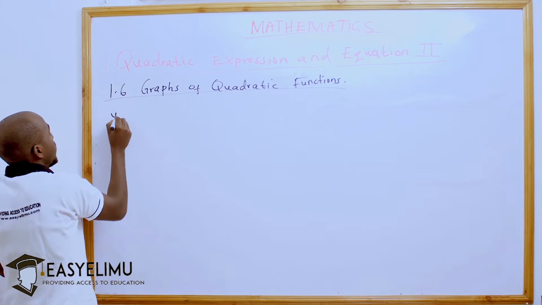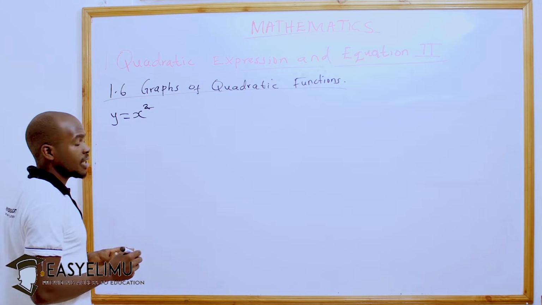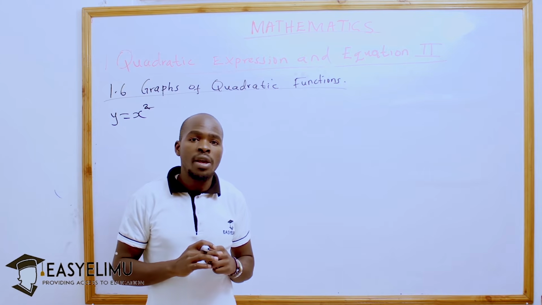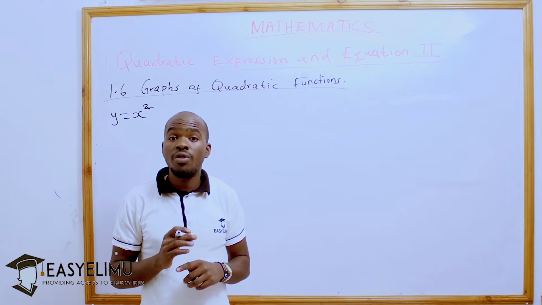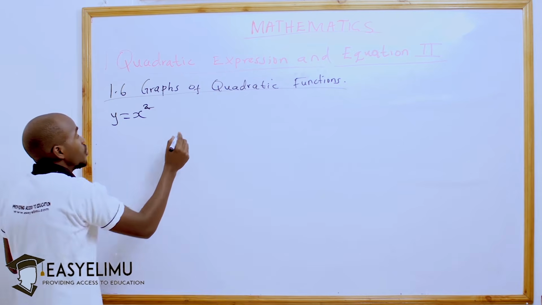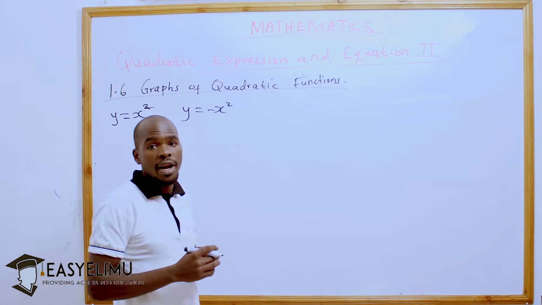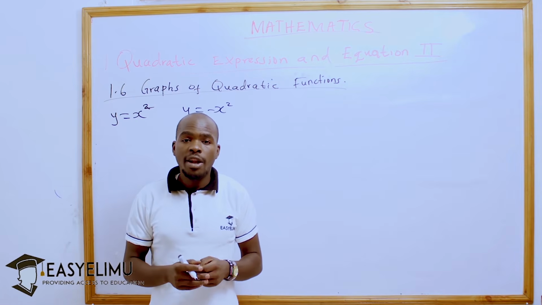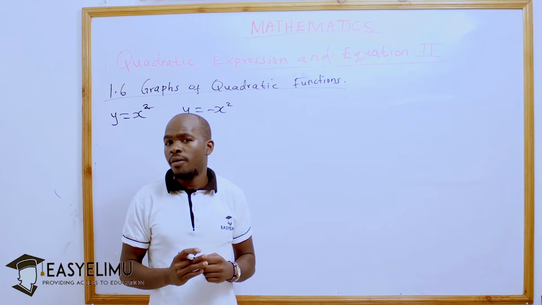For instance, we have some different kinds of graphs. This one is a quadratic function, and we can say y equals x squared is a quadratic function. When drawn on a graph, it will give you a different kind of graph. And we shall also draw it together with another graph, which is y equals negative x squared, and we shall see the relationship between the two types of quadratic functions.